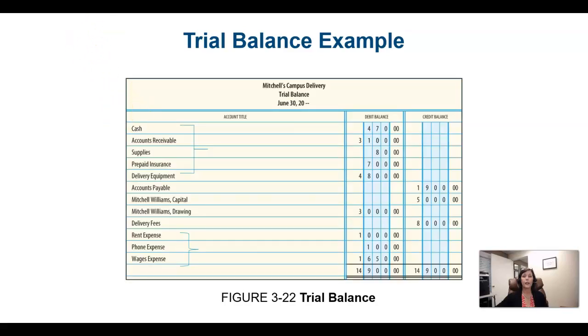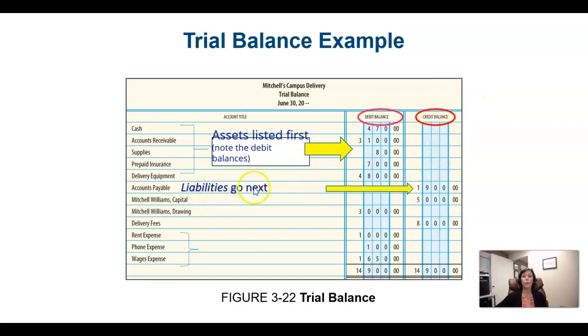So here's an example of a trial balance for Mitchell's Campus Delivery. You will see that in fact we have all of our assets listed first, and that they in fact have debit balances. Nothing in the credit column. We'll then move on to liabilities. In this case, we only have one liability, and that's okay. It's got a credit balance, so it goes next into the credit column.